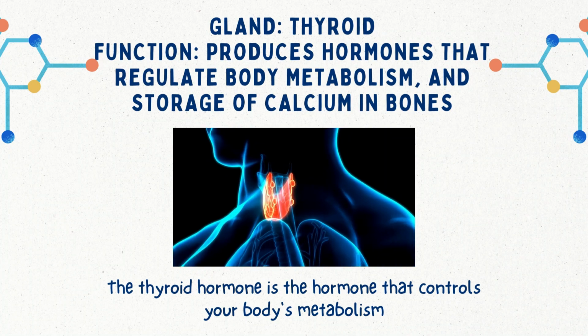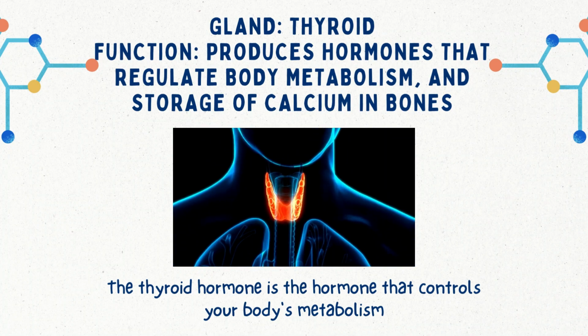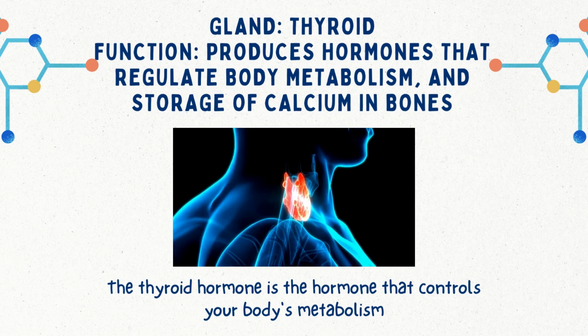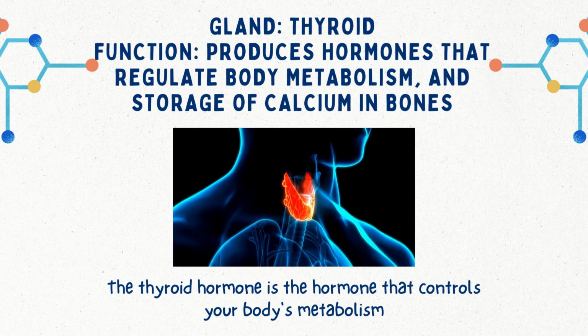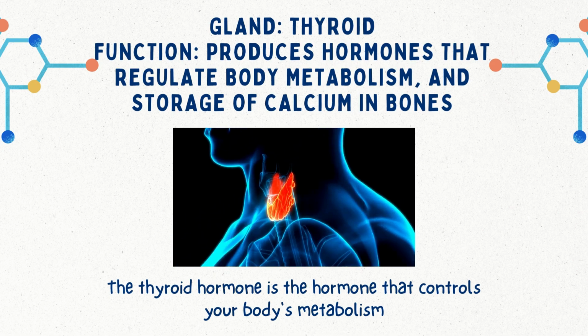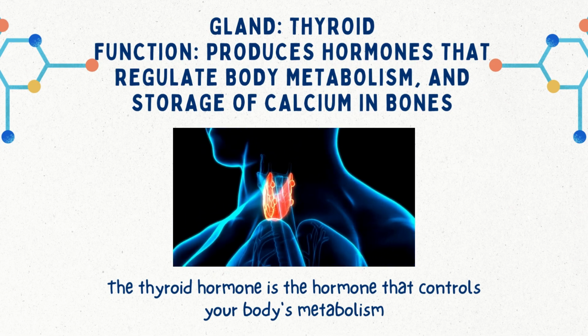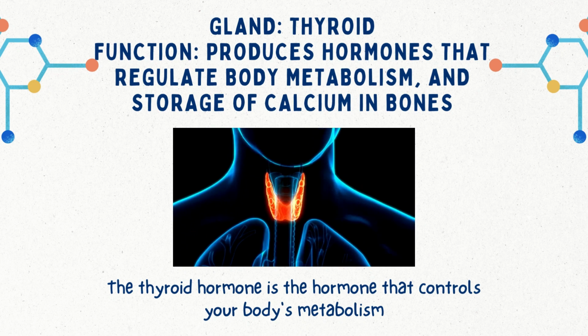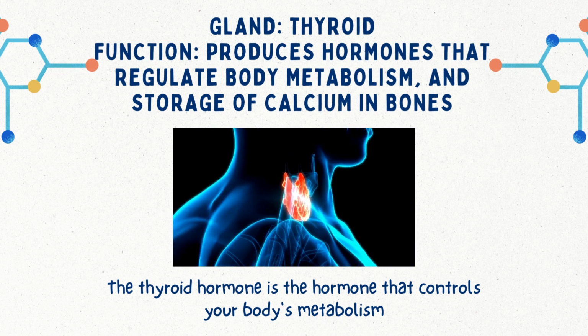The next gland in the endocrine system is the thyroid. Its function is to produce hormones that regulate body metabolism and storage of calcium in bones. The thyroid hormone is the hormone that controls your body's metabolism.